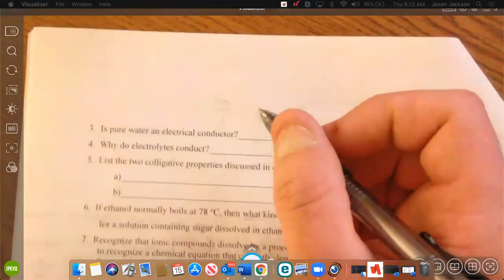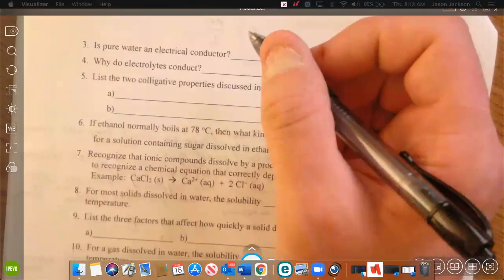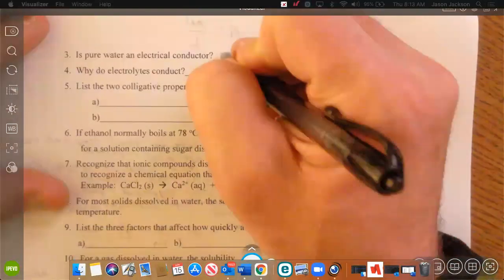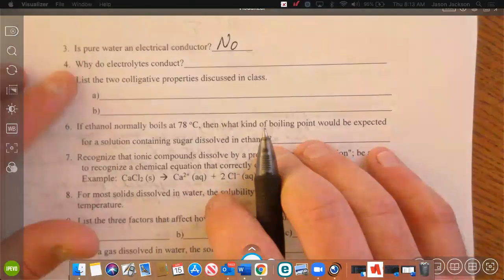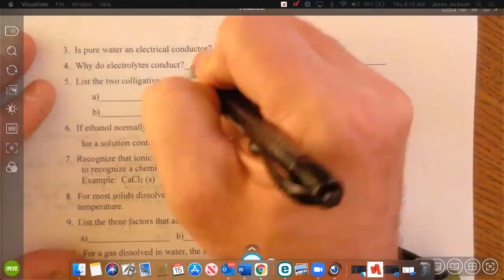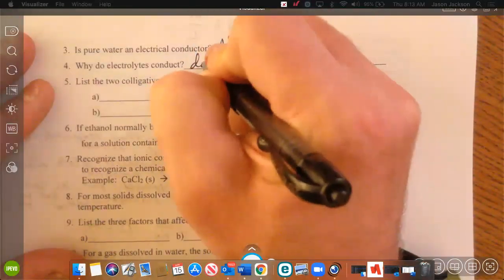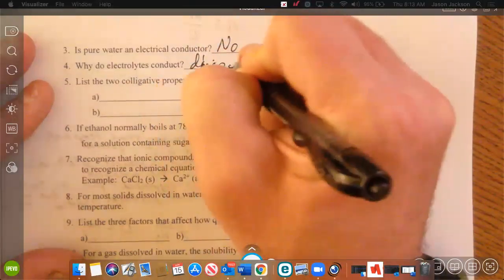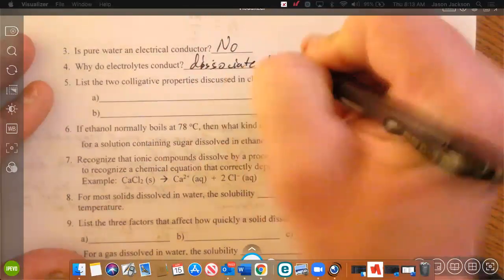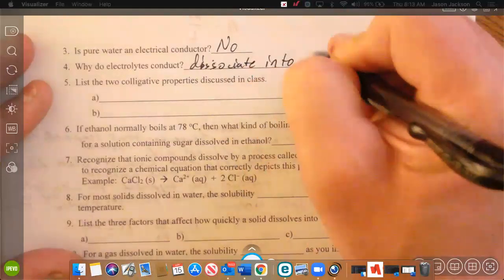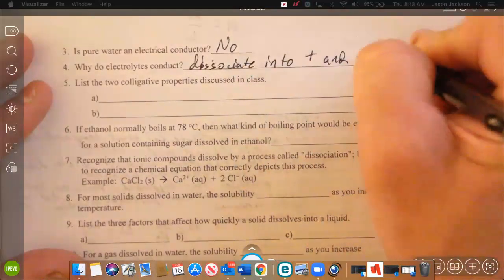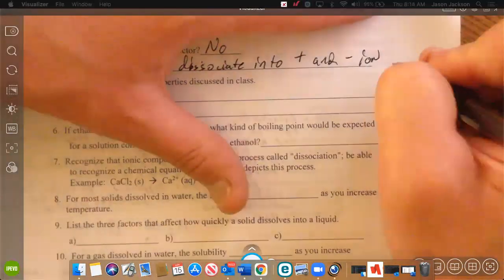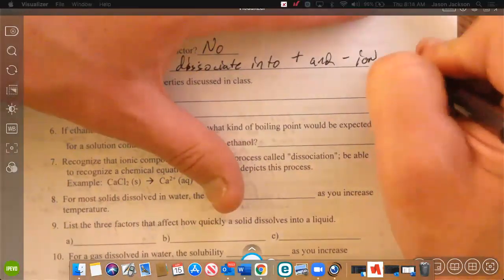Is pure water an electrical conductor? No, it does not conduct electricity well. Why do electrolytes conduct electricity? They dissociate into positive and negative ions, which can transmit electrons.